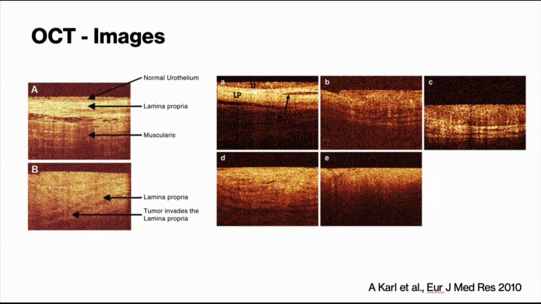D is, again, an example of T1 invasion, whereby the interface between your urothelium and your lamina propria is disrupted, but you can still see those horizontal fibers underneath representing muscularis. And then finally, E is an example of muscle invasion, where there's a complete loss of all discernible layers, including that of your horizontal muscle fibers.